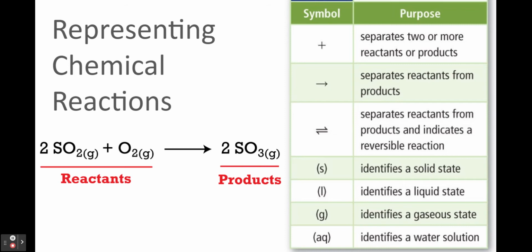So an S in parentheses as a subscript means that that substance is in a solid state. An L means it's in a liquid state. A G means it's in a gaseous state. And AQ means aqueous.